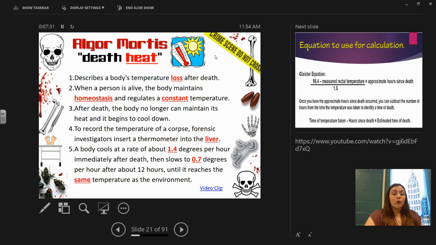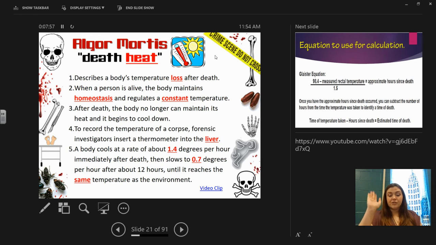So to record the temperature of a corpse, forensic investigators insert a thermometer into their liver, or actually it's a rectal thermometer if they're just on site. And the body cools at a rate of about 1.4 degrees per hour immediately after death. Then it slows to about 0.7 degrees per hour after 12 hours until it reaches the same temperature as the environment.